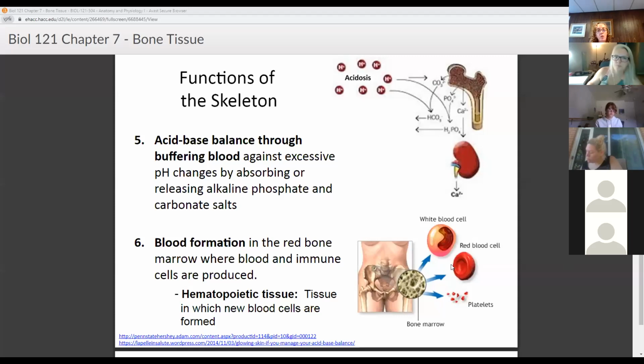So the red bone marrow contains hematopoietic tissue, which is where new blood cells are formed. We have 3 different types of formed cells from hematopoietic tissue. We have platelets, red blood cells, and white blood cells. Platelets are involved in blood clotting. Red blood cells, remember, are oxygen and carbon dioxide transport. White blood cells are the immune system.